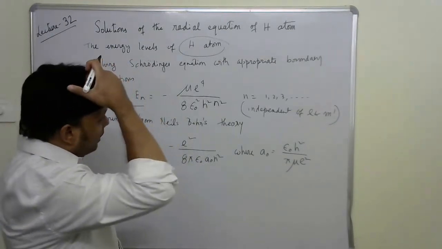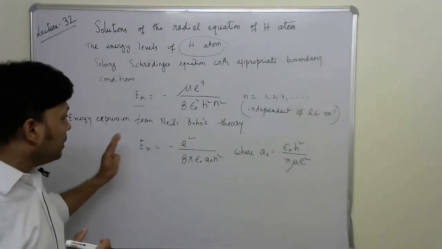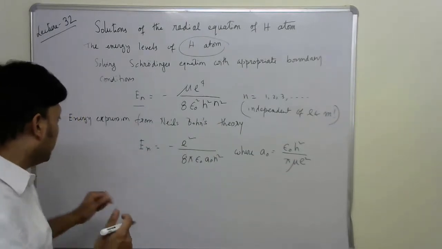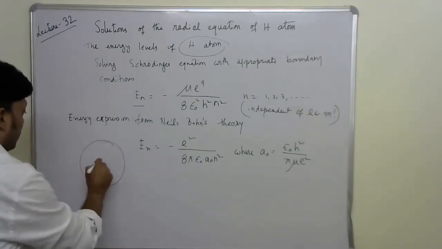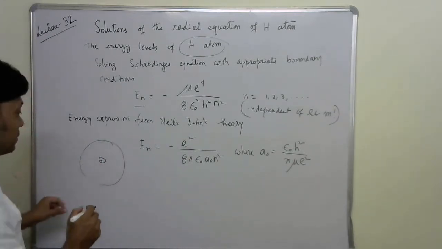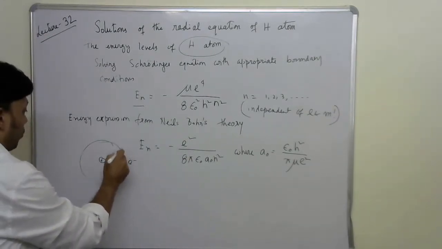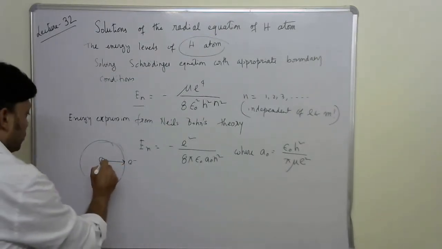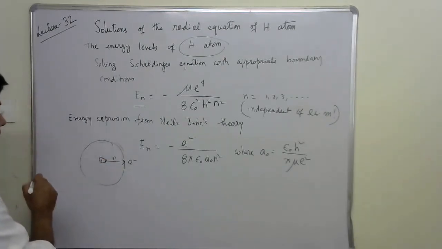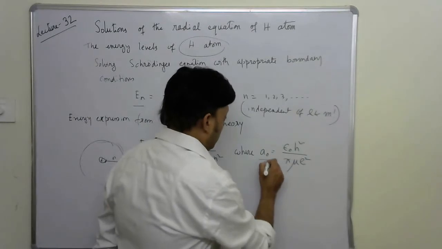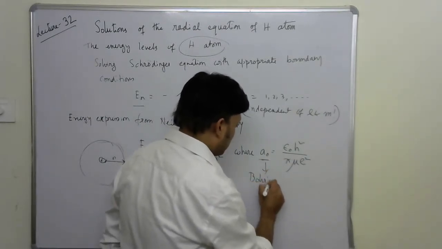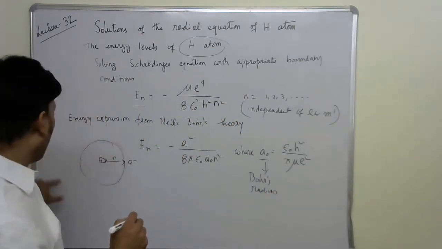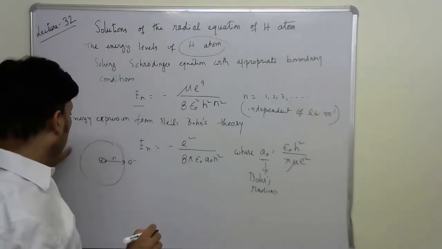Okay, so now let's compare with whatever Niels Bohr derived for the energy of the electron in a hydrogen atom. He assumed that this is the centrally located nucleus, fixed. This is the electron orbiting around the nucleus, and this is the radius. So he said that the radius is fixed, r. Here this a naught is termed as the Bohr radius. So Bohr's radius is nothing but that r, meaning the radius of the electron at its ground state.